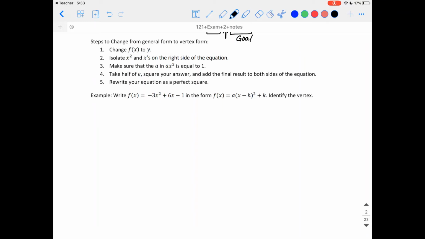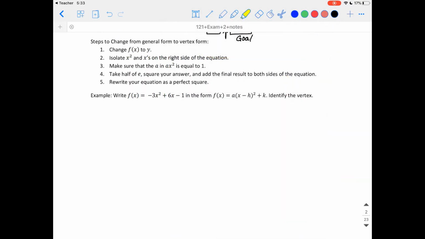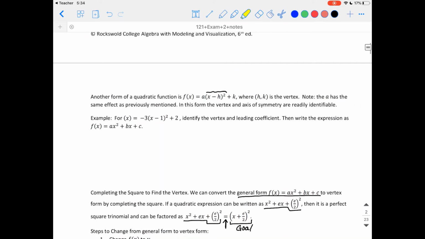So I want you to notice something up front. We already have technically our answer. This right here is exactly what we had in the previous problem up at the top. So we already know our vertex form should be this right here. These two highlighted in yellow are identical.